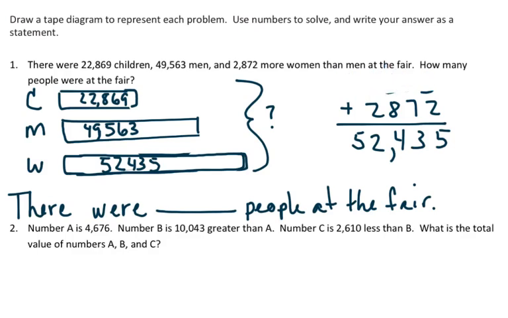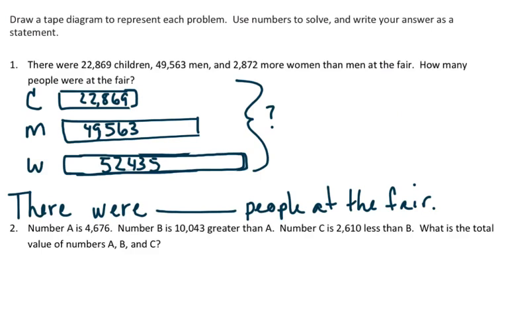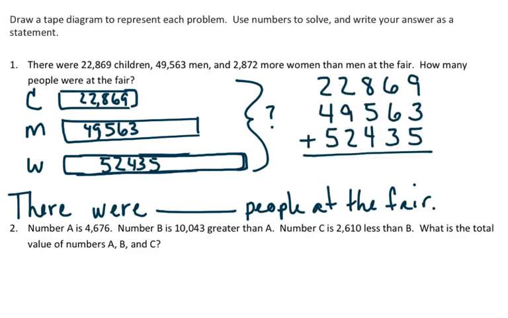I'm going to add all of those numbers together. So I'm going to add how many children, men, and women there were. Okay, so I have it all set up. So I have a total of 124,867 people. So there were 124,867 people at the fair. Now let's look at problem number 2.